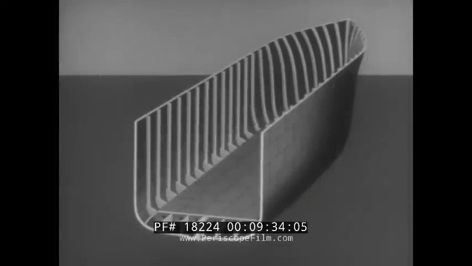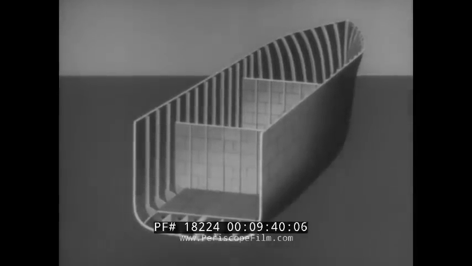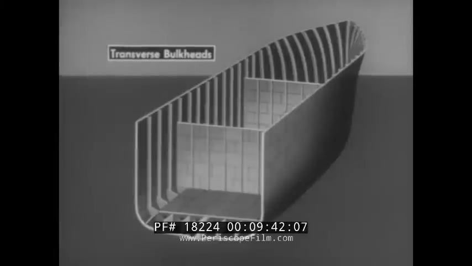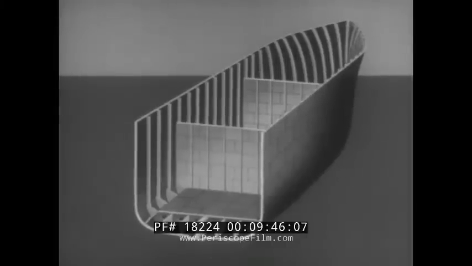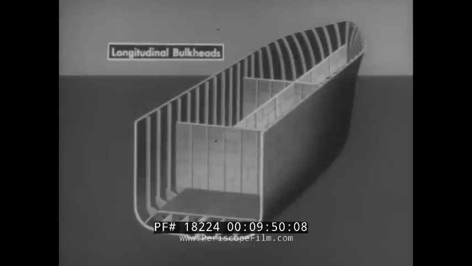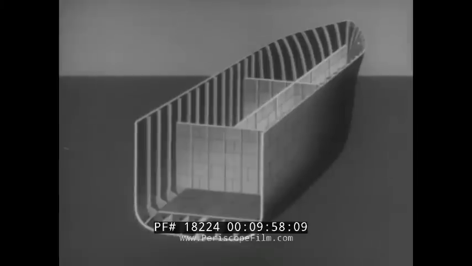At suitable locations in the ship, there are vertical members known as bulkheads. Those you see now are known as transverse bulkheads because they run across the ship. Other bulkheads run lengthwise with the ship and are called longitudinal bulkheads. Together, these two sets of bulkheads divide the vessel into numerous compartments.